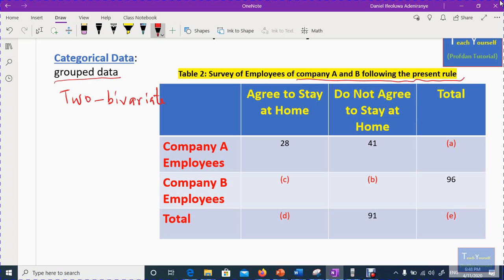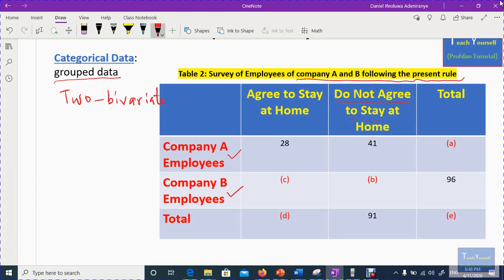Okay, so this survey is showing people that agree to stay at home and those that do not agree to stay at home, for company A employees and company B employees. We have some information given, and some places showing letters, that is, we need to find the exact values out, which is possible, and that is what you are learning in this case.